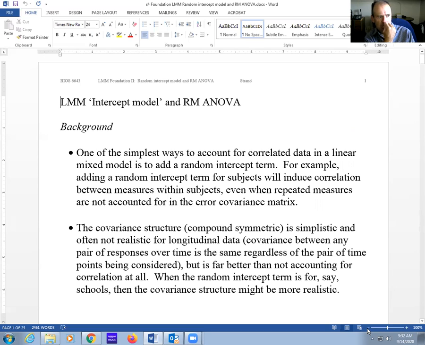So today we're going to talk about the linear mixed model random intercept model and how that relates to repeated measures ANOVA. Can anybody tell me what is repeated measures ANOVA?